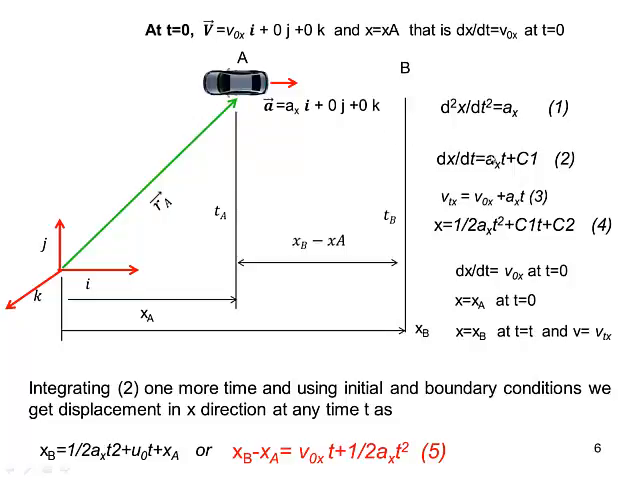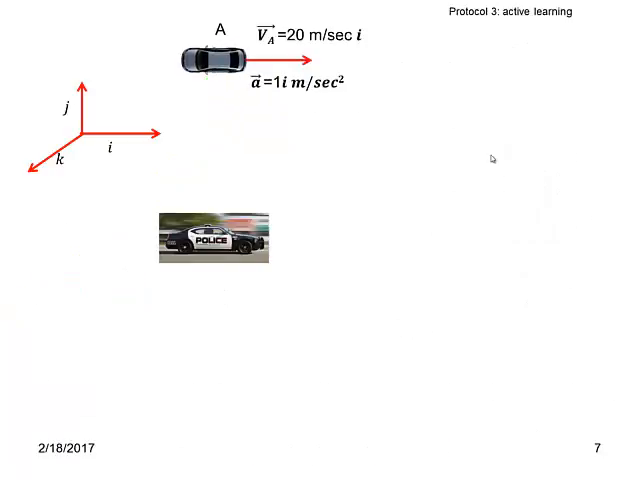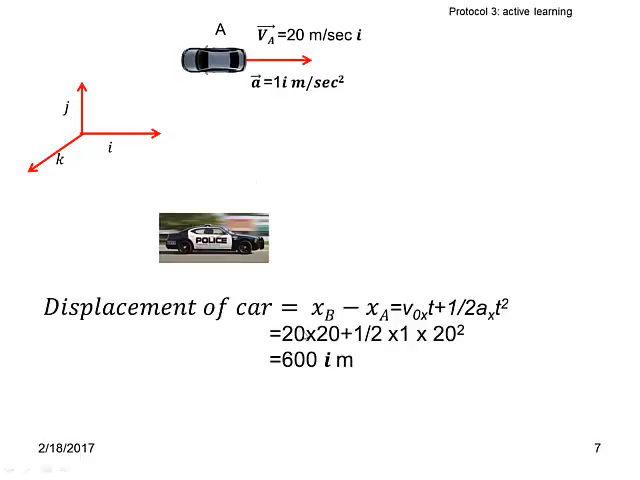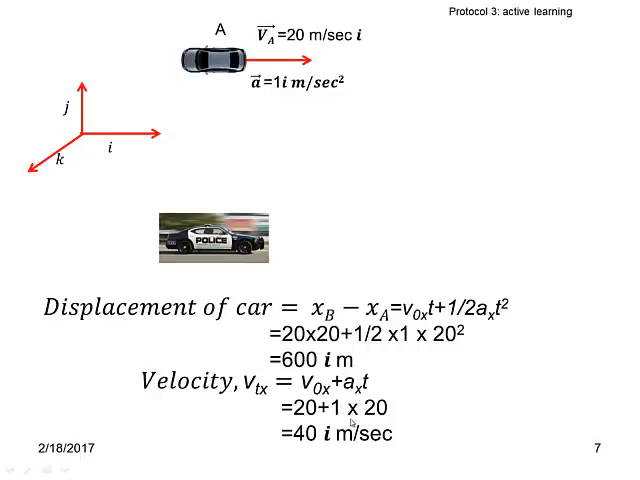To better understand, consider this problem. A stationary cop measures instantaneous velocity of a car on a straight highway as 20 meters per second when it passes near him. If the car is moving with a constant acceleration of 1 meter per second squared, calculate the displacement of this car in 20 seconds and the velocity at this instant. Using the analysis previously done, we can calculate the displacement as 600i meters and velocity as 40i meters per second after 20 seconds of travel.